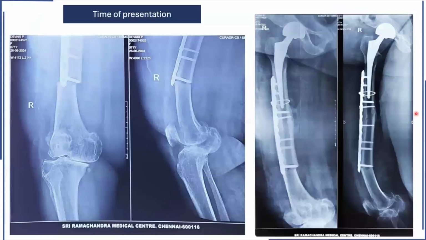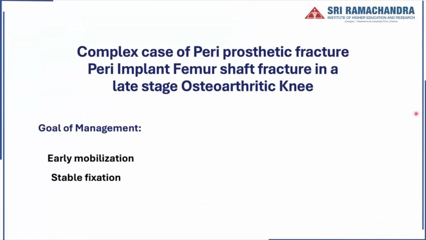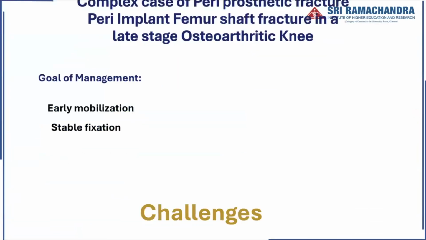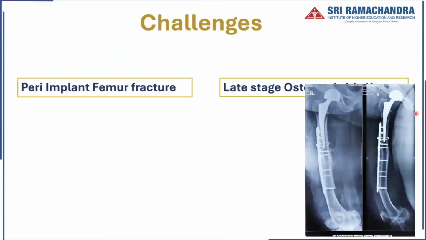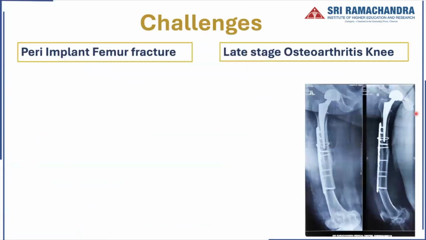And now she presented with this X-ray. She had a peri-implant distal femur shaft fracture, along with an arthritic knee. So we diagnosed it as a complex case and a rare presentation of a peri-implant fracture post a Vancouver type C fixation. These are the challenges, and I wish to know from the experts how to tackle this, if it was the same for you all.